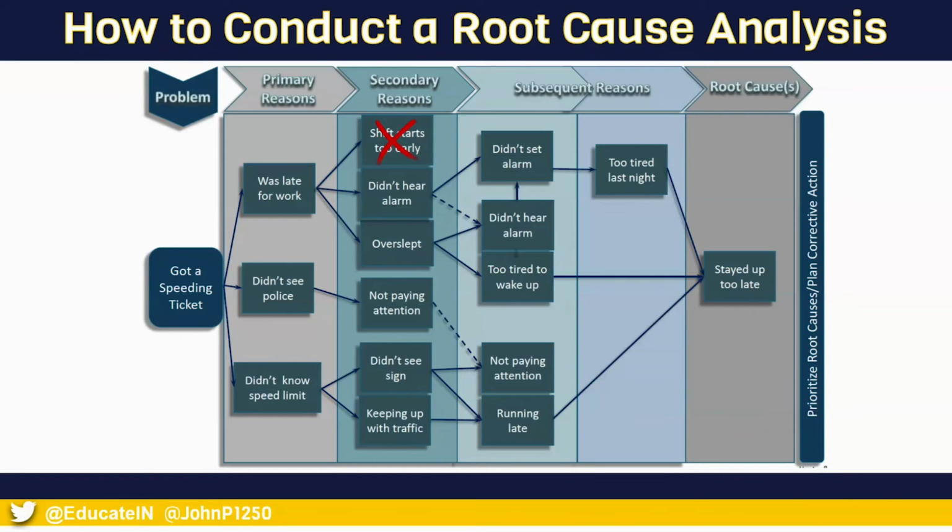But as you can see, keeping up with traffic, why? Running late, why? Stayed up too late, is the line of logic that they pursued. This is an example of a root cause analysis using the 5 whys process, and the root cause being stayed up too late.